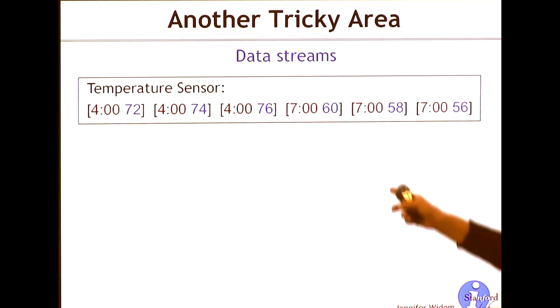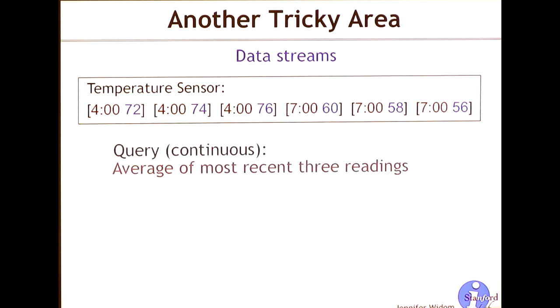First is 72, 74, and 76, for whatever reason. Then it doesn't give us anything. And then it gives us 3 values at 7 o'clock. We're going to ask the same query, the average of the most recent 3 readings. Well, again, different people have been working on data stream projects, and there have been different interpretations of what this means without being super explicit.